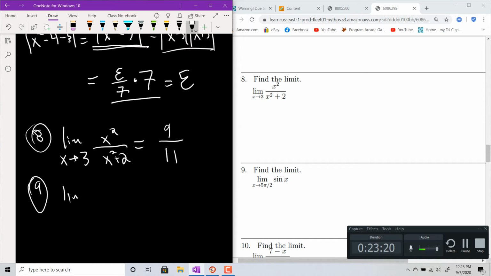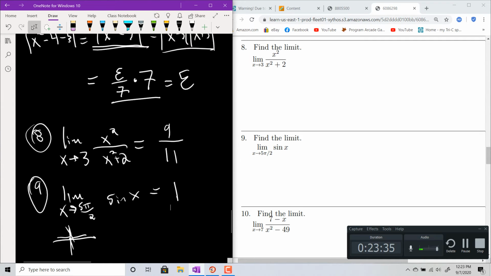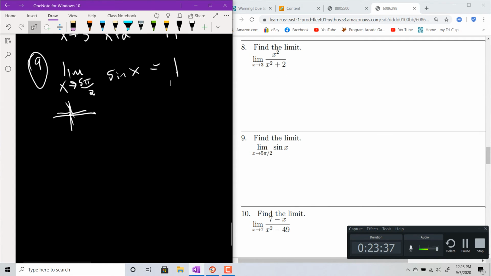Number 9, the limit as x goes to 5 pi over 2 of sine x. So where's 5 pi over 2? It's 1 pi over 2, 2, 3, 4, 5. So sine is 1 at 5 pi over 2. If you have a scientific calculator, you can figure that out too.